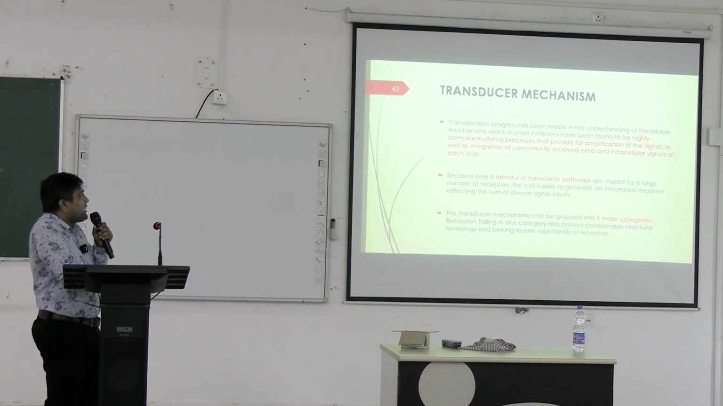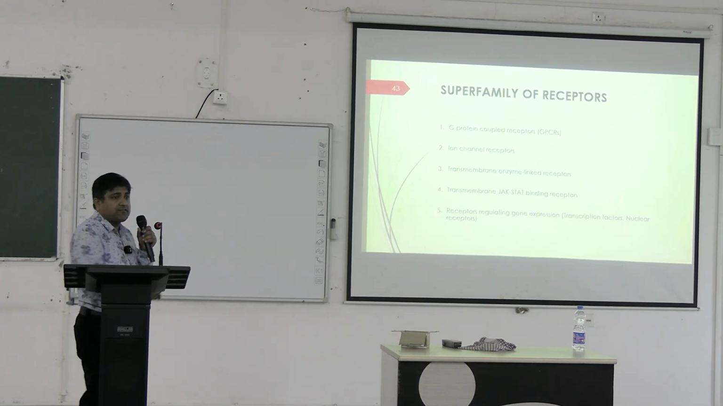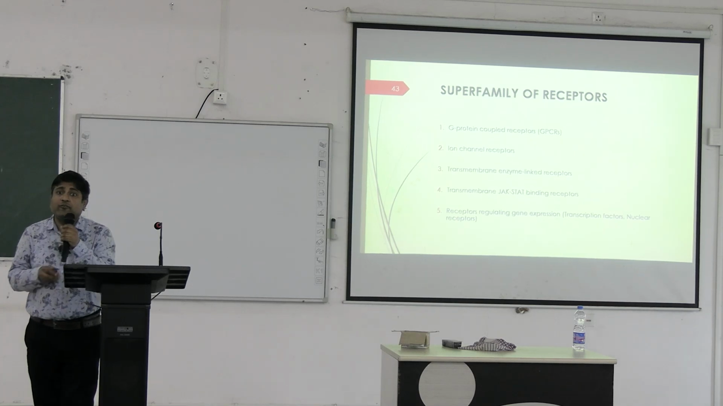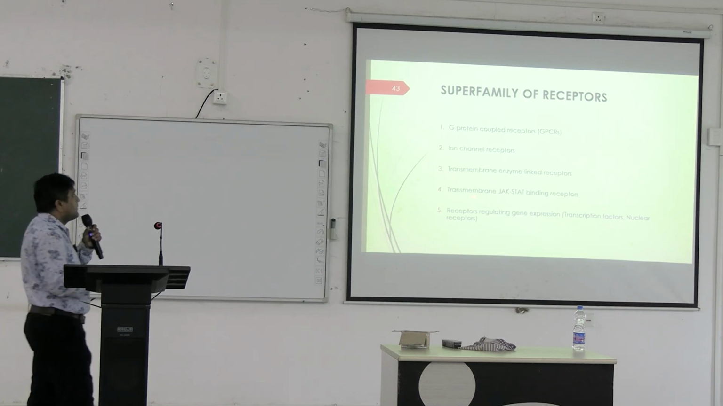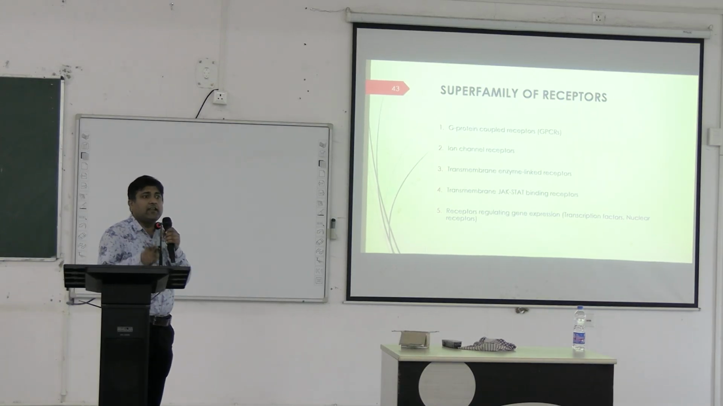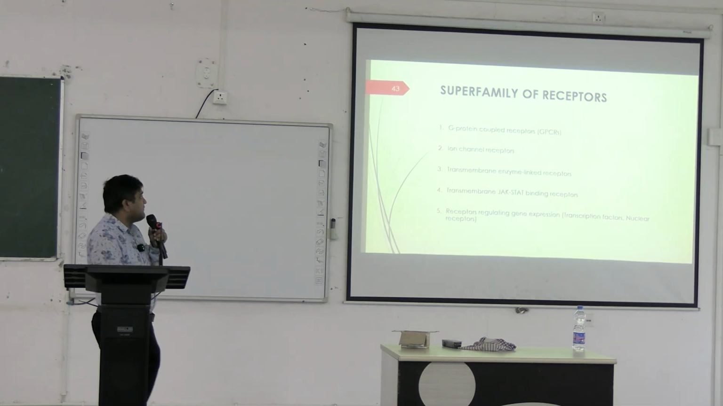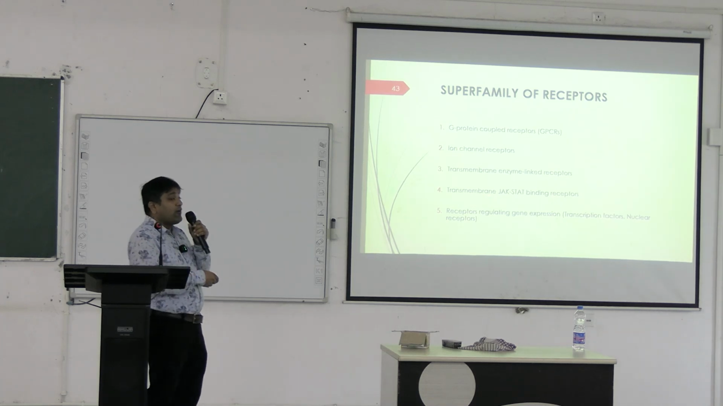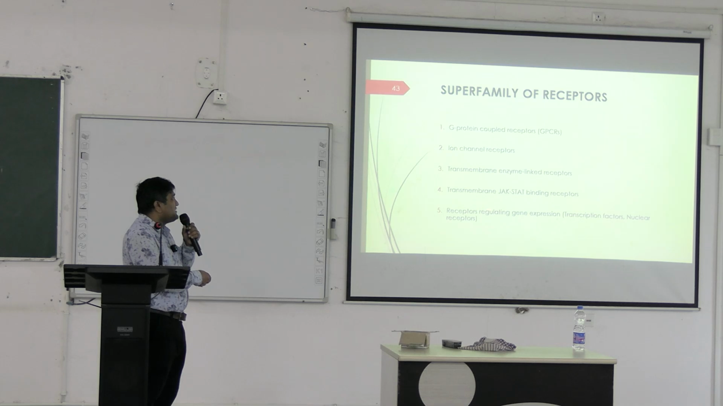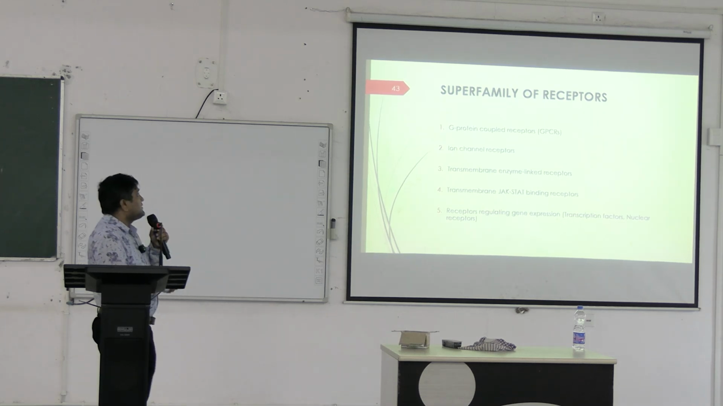The transducer mechanisms can be grouped into 5 major categories. We will discuss them one by one with each type of receptor. So what are the types of receptors? Number 1, G protein coupled receptor. Number 2 is ion channel receptors, when the receptor is linked to an ion channel. Number 3 is transmembrane enzyme linked receptor. Number 4 is transmembrane JAK-STAT binding protein or receptor, and number 5 is receptors regulating gene expression, that include nuclear receptor. So these are the 5 superfamily of receptors.